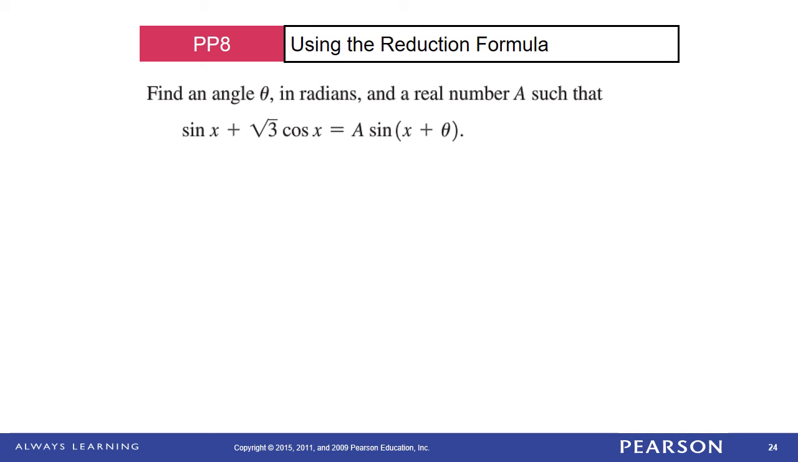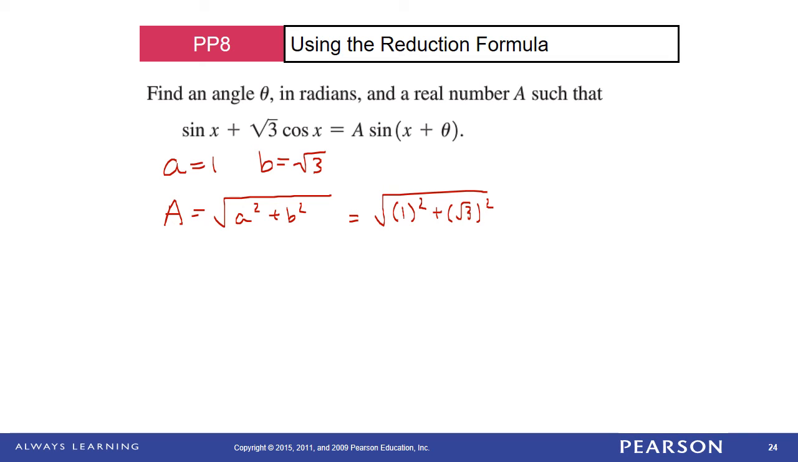All right, changing it up just a little bit, we get a plus sign instead of a minus sign. That's really the major difference there. Let's go for it. So labeling, A is 1. It's the number in front of sine of x. B is the number in front of cosine of x. And we have this little formula for A: square them, add them together, take the square root. If we plug it in, 1 squared is 1, square root of 3 squared is 3, that makes 4, and the square root of 4 is 2.